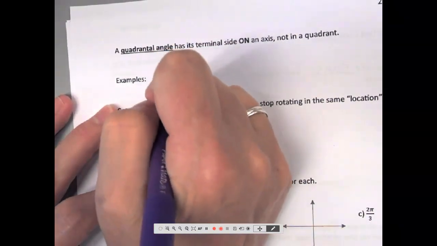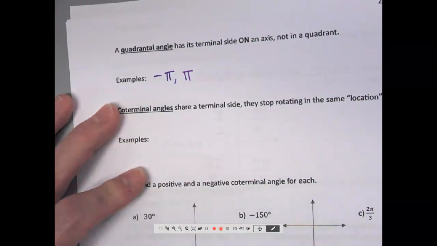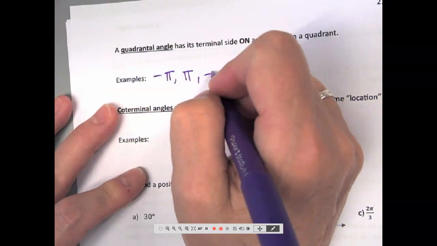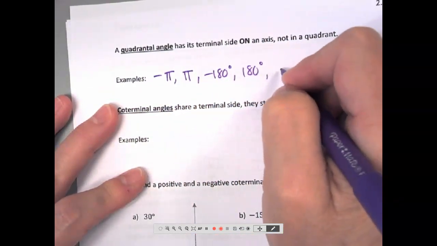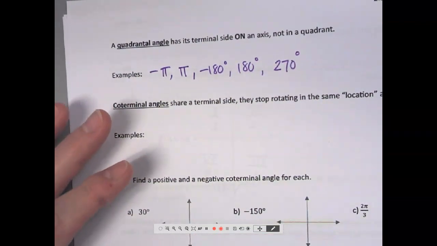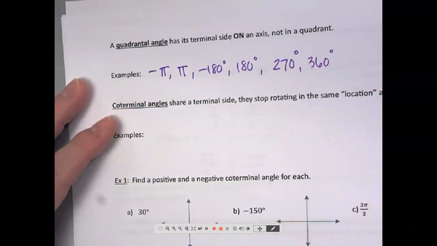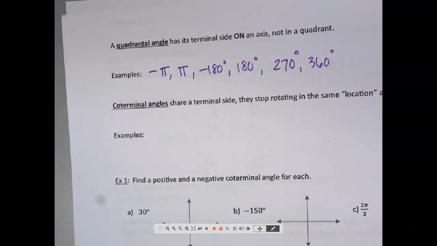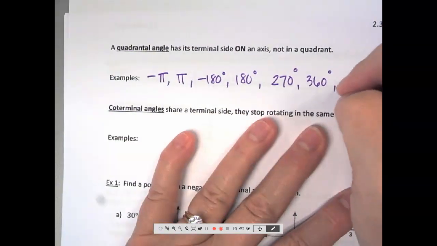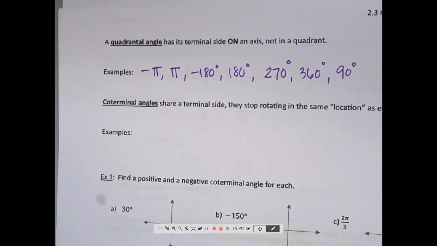All right, so let's list those as two examples there. So negative pi, and didn't we also say that pi would get to the same place? Or you could call it negative 180, positive 180. Okay, 270 is what we did in the first one. Give me something else. 360. Give me an angle that would land on the upper y-axis. 90 works? Okay, so I think that's enough. All right, so all those are quadrantal.